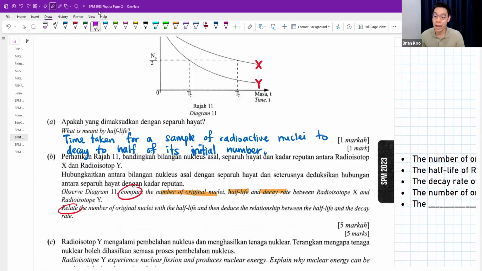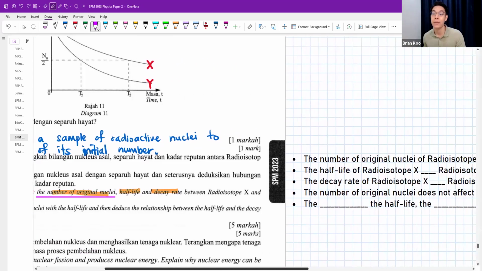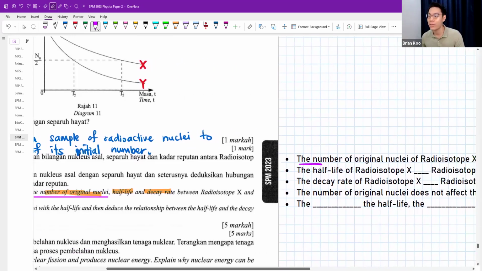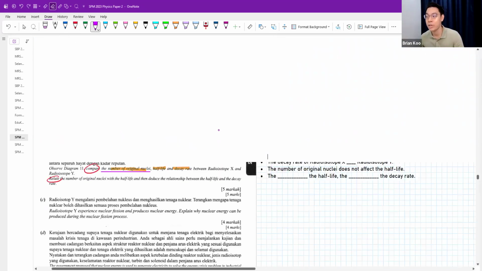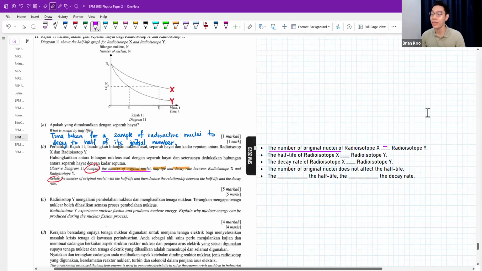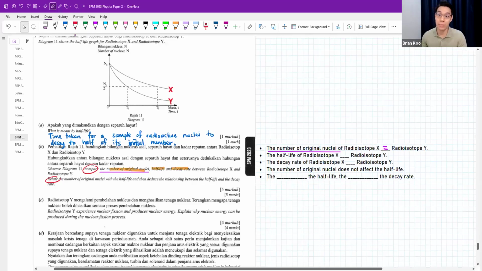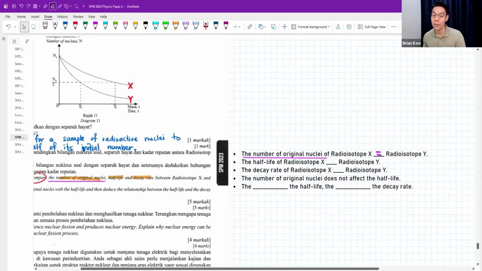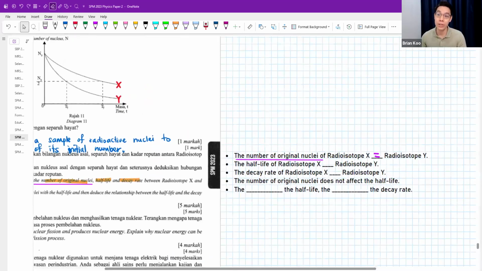So this is what I meant by structure question. You do not need to copy the number of original nuclei. But for essay questions, you have to copy. And I already wrote, the number of original nuclei of radioisotope X and Y is the same. You can put an equal sign. How do I know it's the same? Because they both started with the same number at the top, and it will slowly fall down.